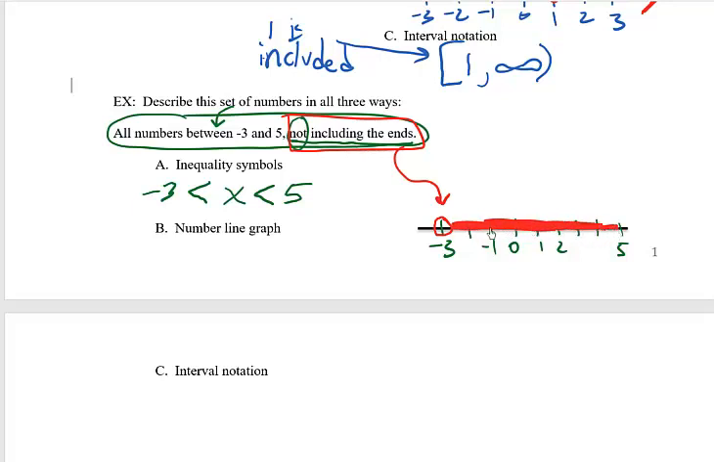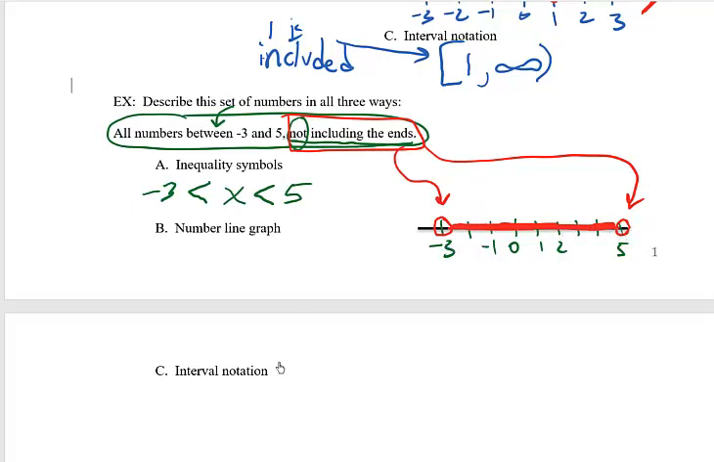And of course, I'm going to go all the way down to the 5. And what am I going to put at the 5? Well, I'm not including the 5 either, so I would need an open circle there at the 5 as well. And there is my final graph. Again, the open circle is because I'm not including the 5. So here's a picture of all numbers between -3 and 5.